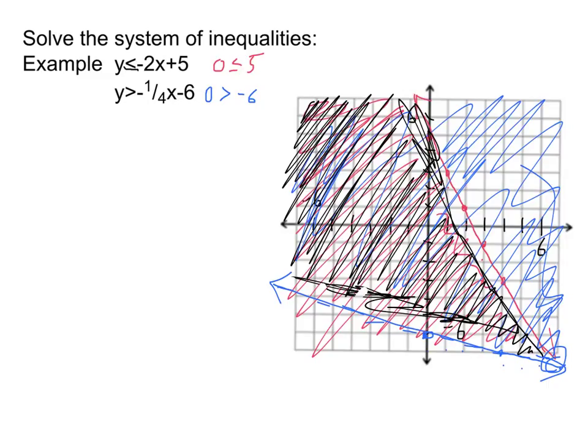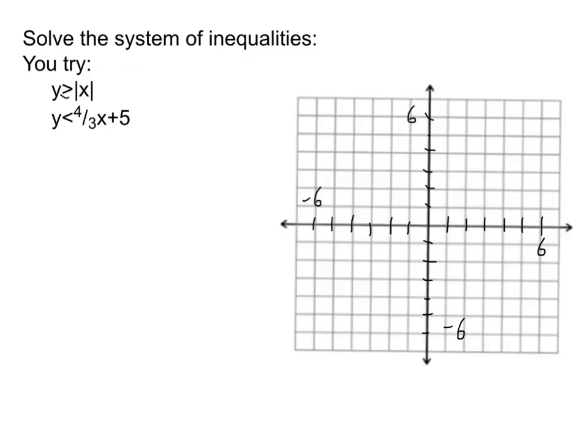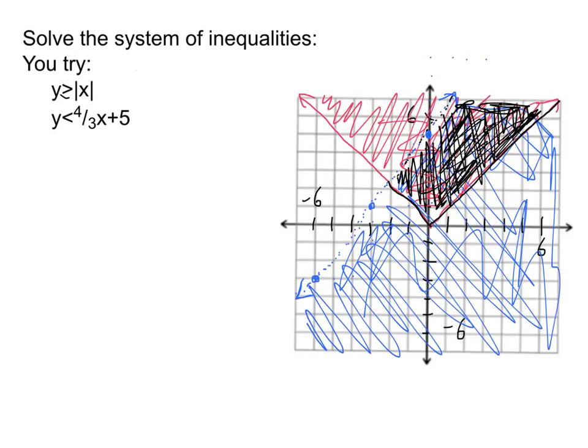Okay, so you try this one, give it a shot, hit pause, and see how you do. Okay, hopefully this is what you got. You can see that the red region was the first one, the blue region is the second one, and the black region is the feasible region, which tells us the solution for the system of inequalities. That's where both of these are true.